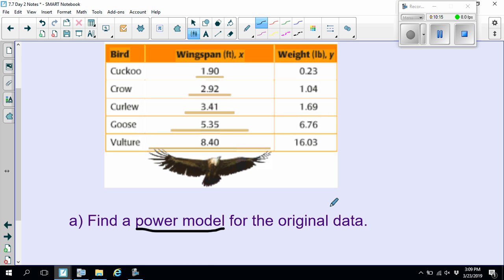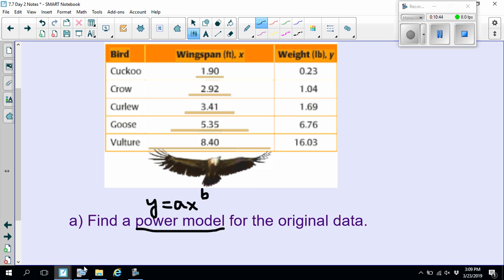Once again, it will ask you to find either an exponential or power model, but you do need to know the general form for that. I would use previous examples to help you out, because like in example 1, they told you what that looks like. So remember, that was y equals a times x to the b power. Make sure you know the difference between your exponential and your power models.